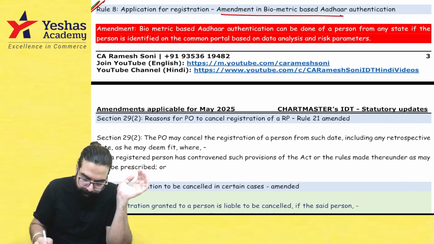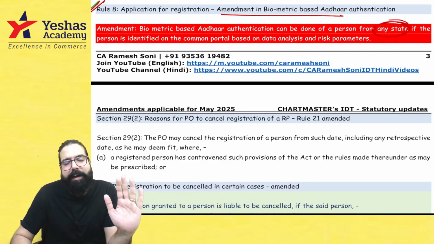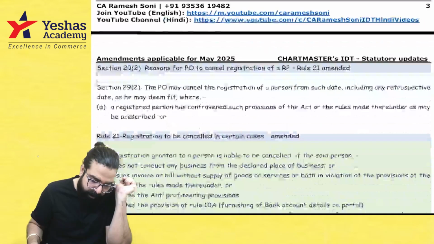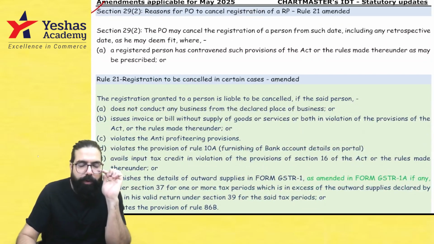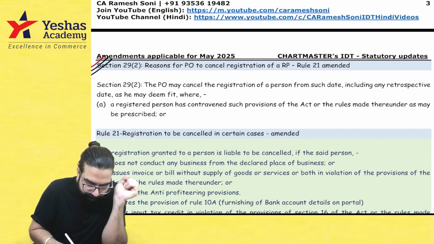Now it has to be done for any person from any state. If it is identified, then you have to go for biometric. Done, sir. This point is clear. Now we'll move to section number 29(2).